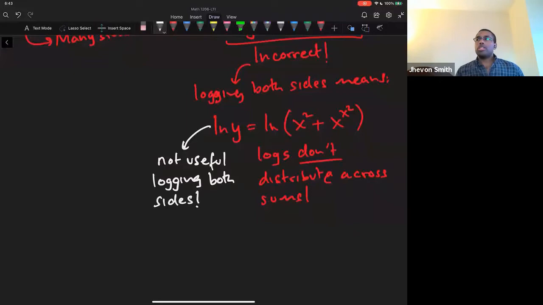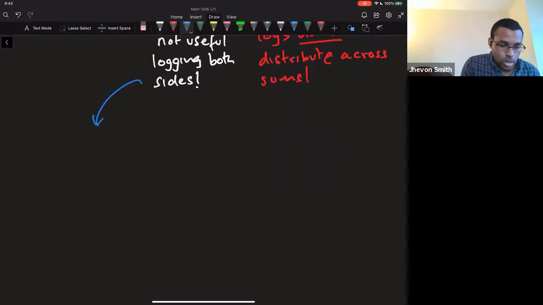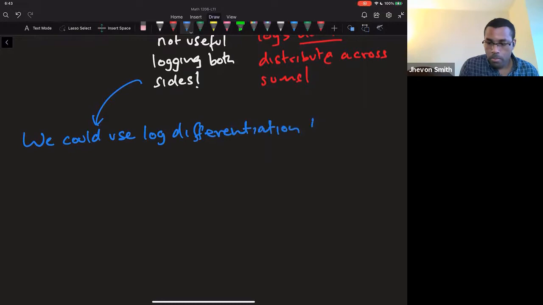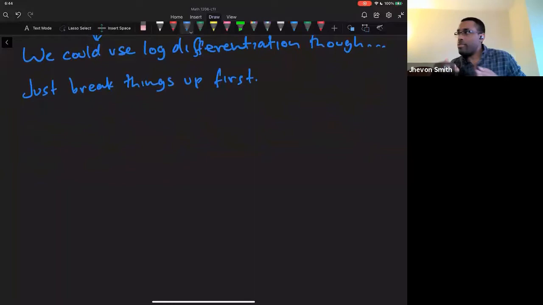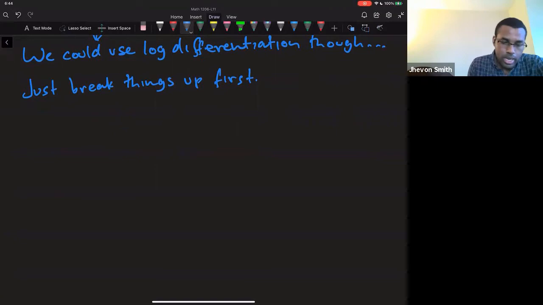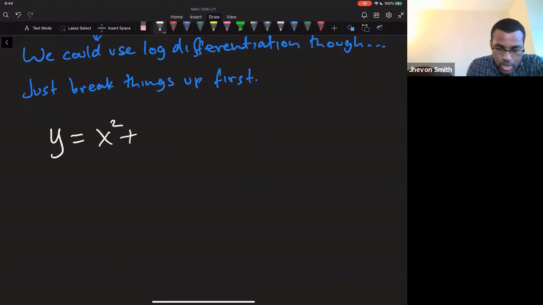So does this mean we cannot use log differentiation? No, we can. You just have to be a little bit more careful. You'll just break things up first. So you would literally have to set up your own equation. So I can do something like y equals x squared plus x to the x squared.